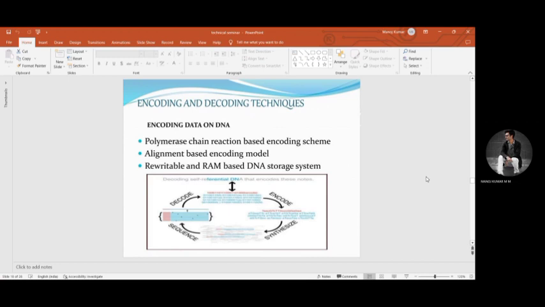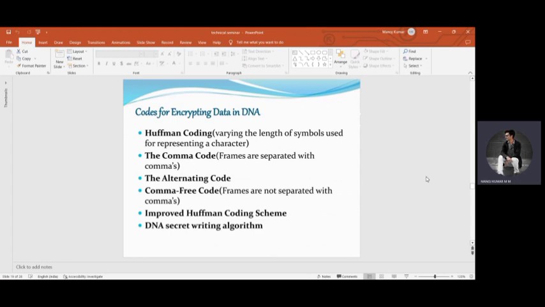Sequencing data, we can convert it into decoding form and then we can read that file. Codes for encrypting data in DNA: Huffman coding, which varies the length of the symbols used to represent a character. The common code, where frames are separated with commas. The alternate code, the comma-free code, where frames are not separated with commas.